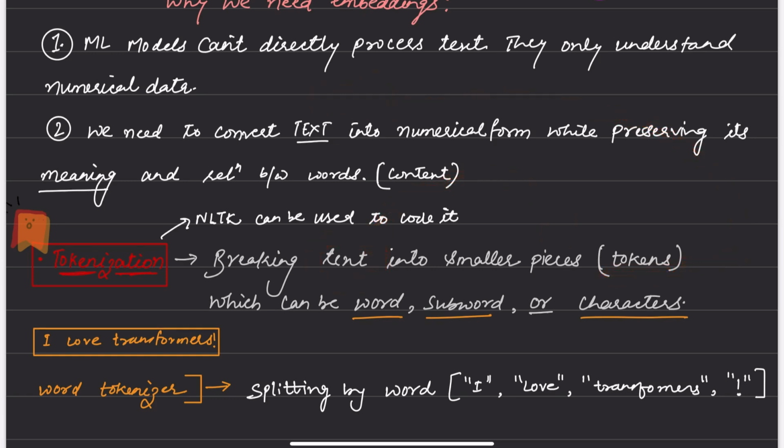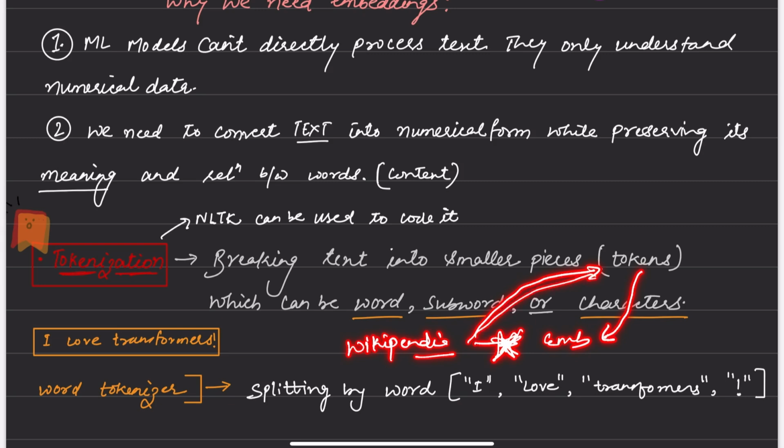Because let's say we have a large corpus of text. For example, let's say we have Wikipedia. Now Wikipedia has various sentences and we can't directly make an embedding. That's why we go with the tokens, and for each token we generate an embedding.